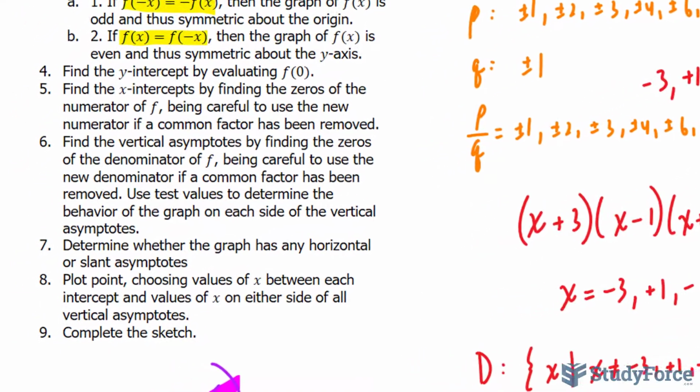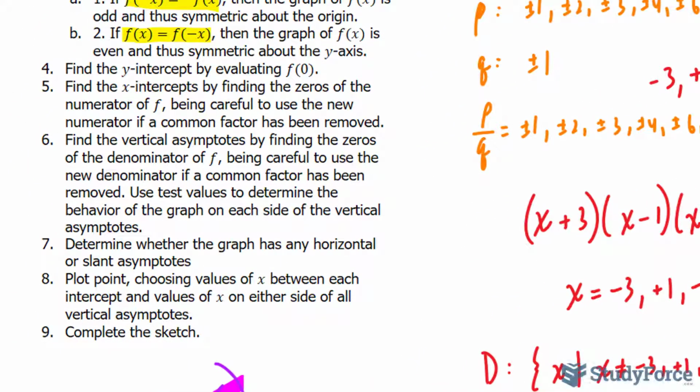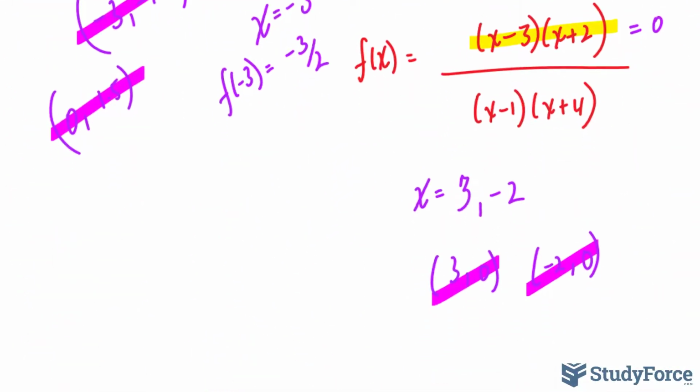Okay, let's carry on. In step 6, find the vertical asymptotes by finding the zeros of the denominator of f, being careful to use the new denominator. Use test values to determine the behavior of the graph on each side of the vertical asymptotes. So using now the new denominator, if we solve for x, we end up with x values of positive 1 and negative 4. We will have asymptotes at these x values. These are essentially boundaries that the graph will never touch, and to the left and to the right of these 2 points, it will either go to positive or negative infinity.